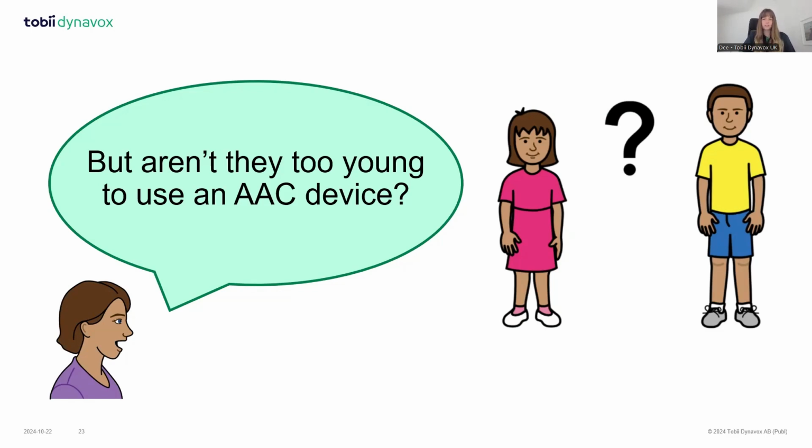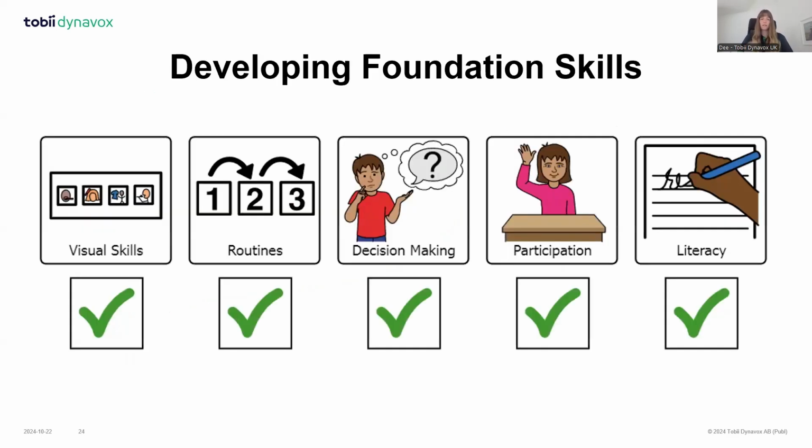Researchers have found that cognitive development and speech and language development are interrelated but not causal. So cognitive development does not lead to speech development and vice versa. However, communication can be a vehicle for expanding cognitive skills. So using AAC can help with building those skills. AAC can also help with developing other foundation skills, and this includes visual skills, having support for routines, being able to make decisions, being able to participate, and also improving literacy.